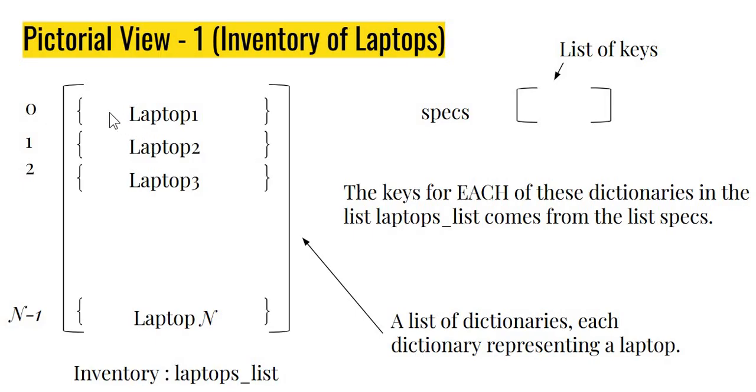Basically, every laptop was represented as a dictionary whose keys came from this list called specs. So we created dictionaries. We put many of them together to create our inventory. And this was done inside a big list, which was a list of dictionaries. Now, in practice, this is quite useful. Many times we have objects represented as dictionaries, and we can put them in a single list, because that's a logical structure.